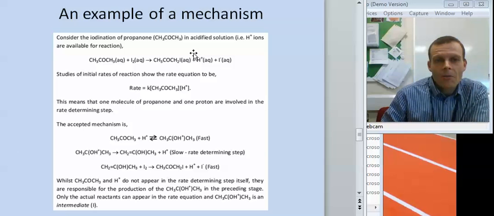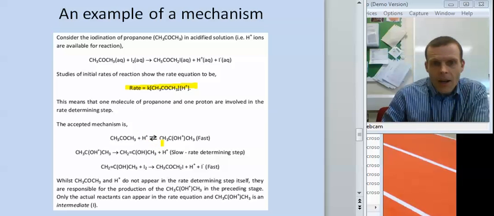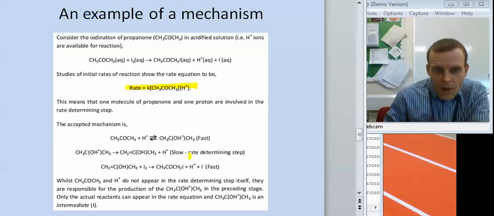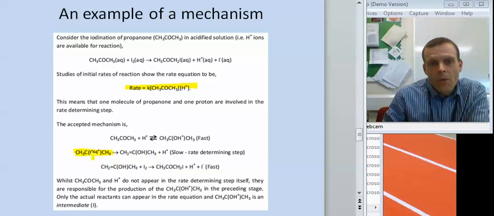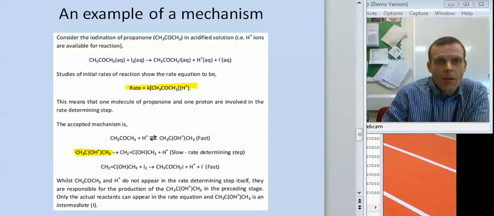Right, so this is what a mechanism looks like, iodination of propanone. And you can see here that the experiments have shown that this is my rate equation. There it is. And this is the actual mechanism. And you can read through this, but the one thing I wanted to highlight was that if we take our rate determining step, this is a reactant in our rate determining step, we would expect that to be in our rate equation.